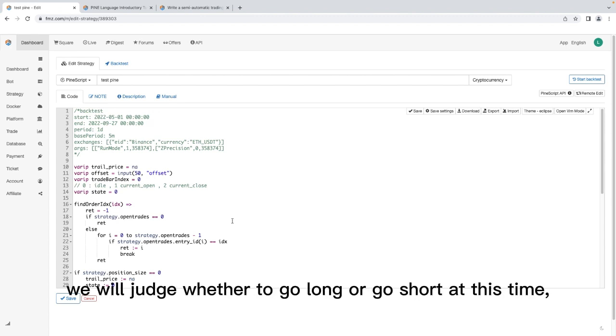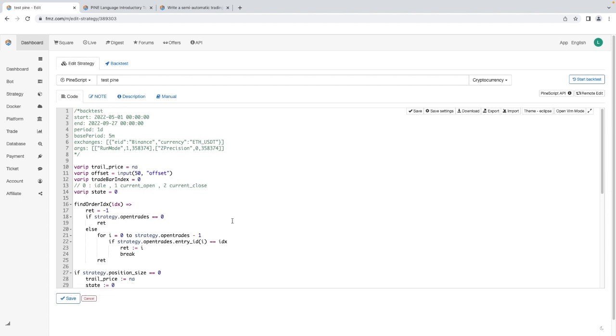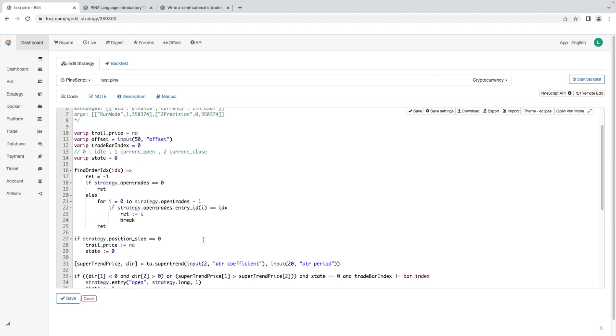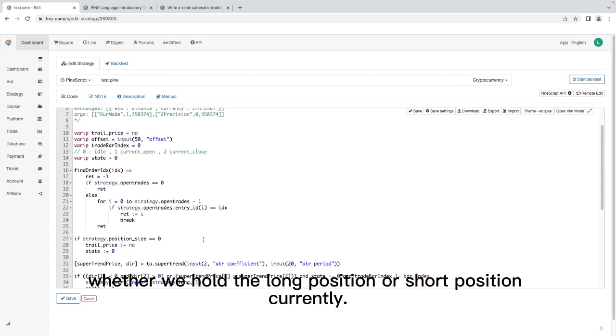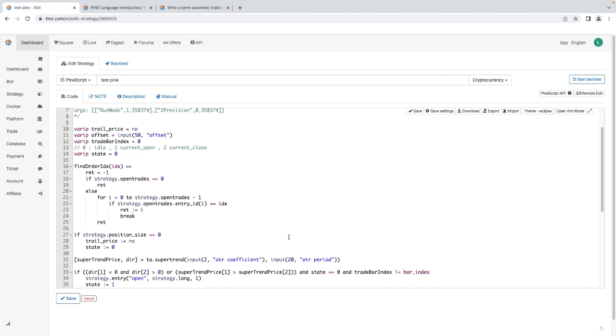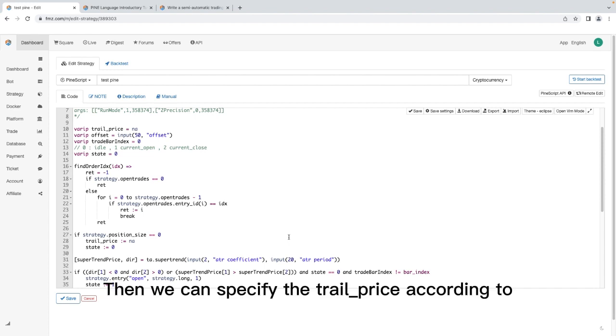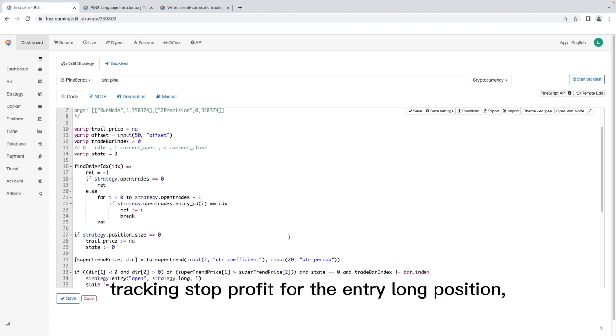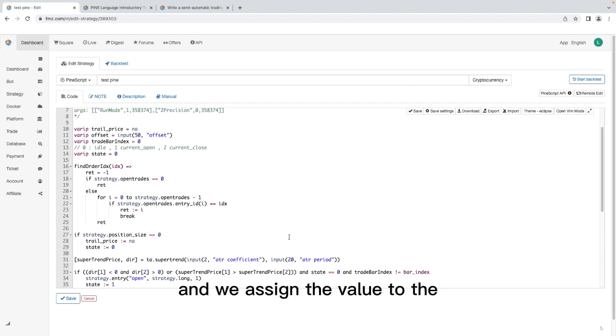We will judge whether to go long or go short at this time. That is, we will judge whether strategy position size is greater than 0 or less than 0 to determine whether we hold the long position or short position currently. Then we can specify the true price according to the situation. Then we set the tracking stop profits for the entry long position, and we assign the value to the parameters corresponding to true price.